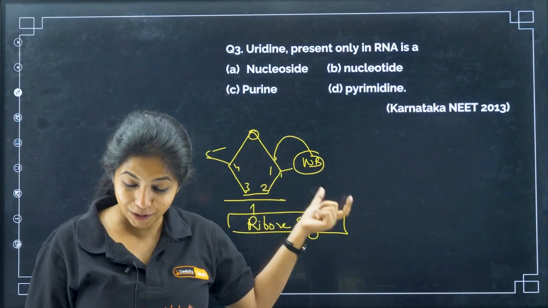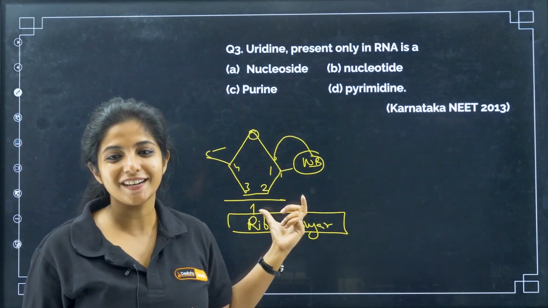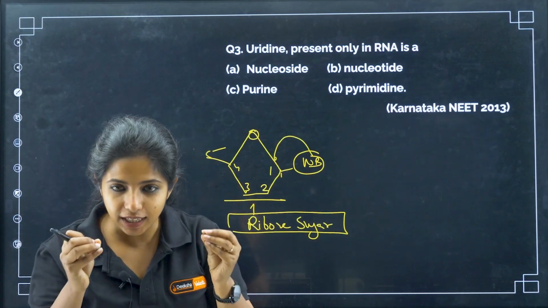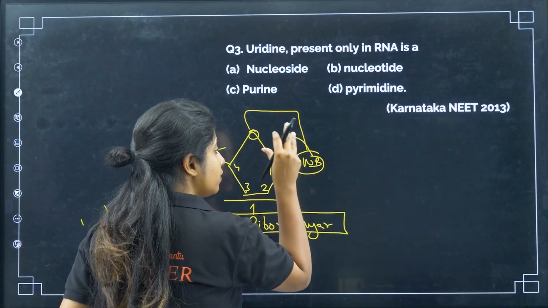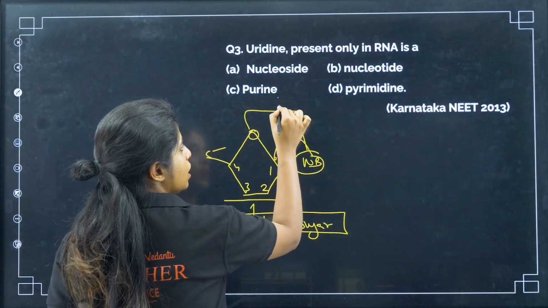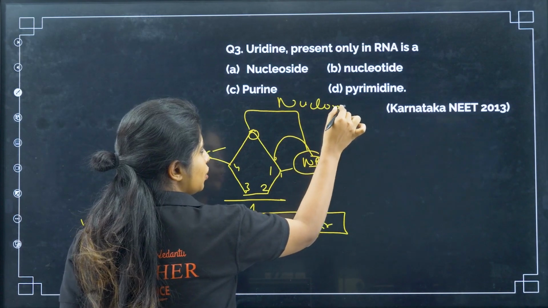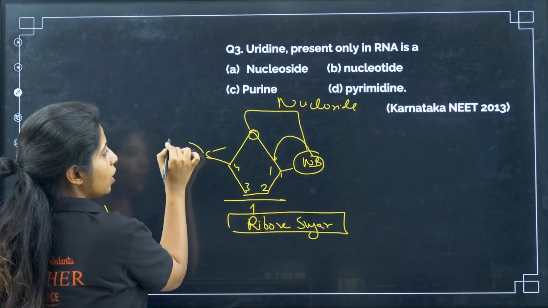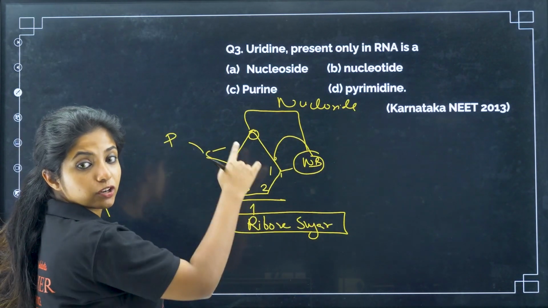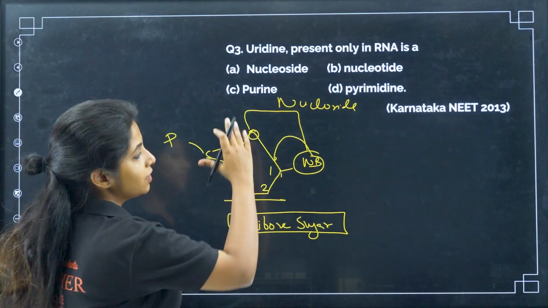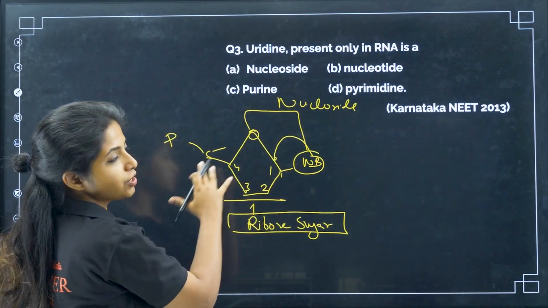Uracil, the nitrogen base plus the ribose sugar, together forms uridine. Whenever there is a nitrogen base and a sugar, you call this structure a nucleoside. Suppose on the 5th carbon you have a phosphate group attached, you will call this whole structure a nucleotide. This is a nucleoside. The whole structure is a nucleotide.